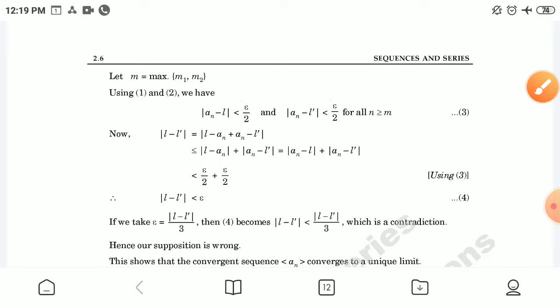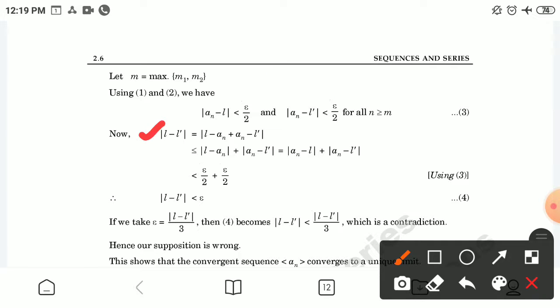Now if we consider the term |L − L'|, we are able to write this as |L − an + an − L'|, and using the triangle identity, |L − an| + |an − L'| will be greater than or equal to |L − L'|. Each of these is less than epsilon by 2, and the total value will be less than epsilon. Therefore |L − L'| becomes less than epsilon.